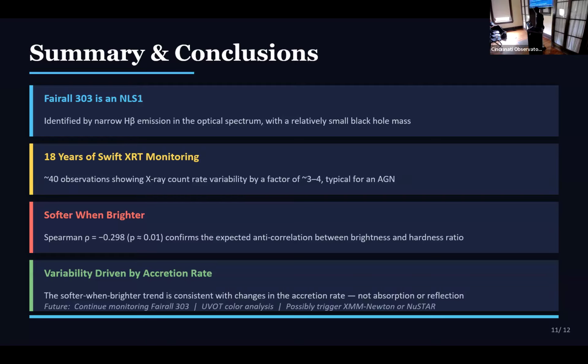For the future, we hope to continue monitoring Ferrol, possibly perform a UVOT analysis, and trigger XMM and NuSTAR.